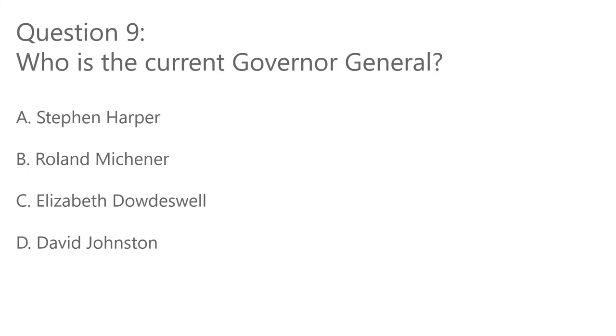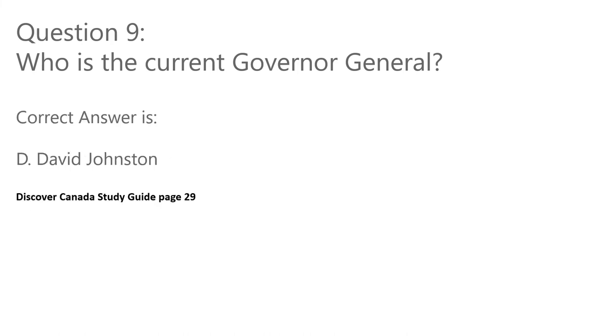Question 9. Who is the current Governor General? A. Stephen Harper. B. Roland Michener. C. Elizabeth Dowdswell. D. David Johnston. Correct answer is D. David Johnston. Discover Canada Study Guide, page 29.